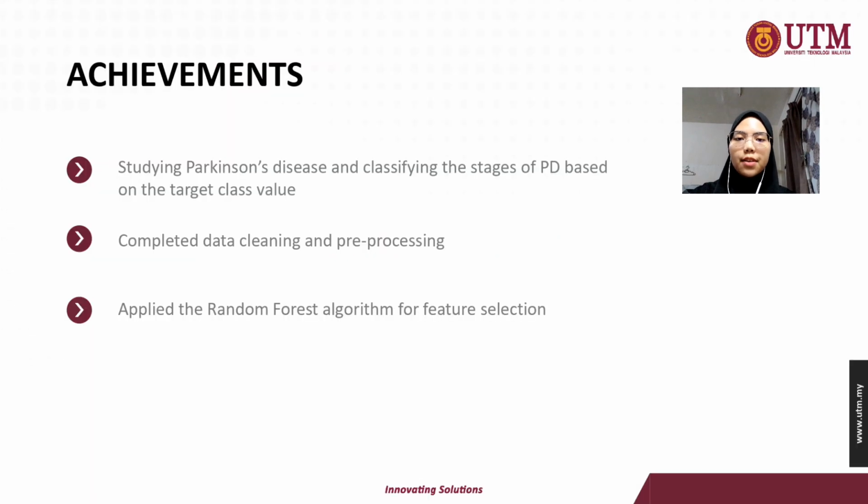Throughout this study, several key achievements have been accomplished. First, studying Parkinson's disease and successfully classifying its stages based on the target class value. And then completed data cleaning and pre-processing. These include removing unnecessary columns, transforming the target variable into stage, data normalization, and data balancing, and also applying the random forest algorithm for feature selection.